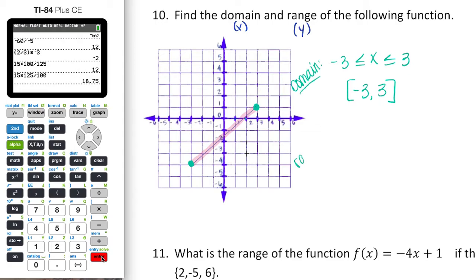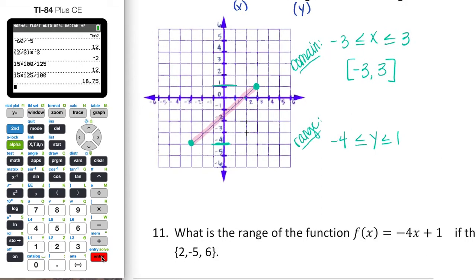Now we have our range. So our range is going to be our y values. So our highest y value is here at 1. So our highest one is 1. Our lowest one is down at -4. Again, we do have those closed in circles. So we have -4 and 1.